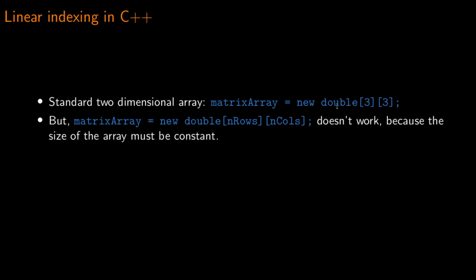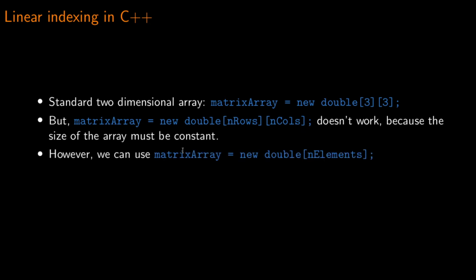If we don't know at the time that we're writing our code what size the matrix is going to be, we need to represent the number of rows and the number of columns with variables. And that doesn't work. If we write a line like this in our code and try to compile it, we'll get an error because it will complain that the size of the array must be a constant. However, it is possible to do something like this. We can do matrix array equals new double n elements, where n elements is equal to the number of rows multiplied by the number of columns.